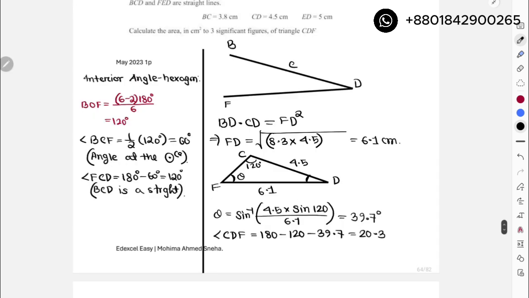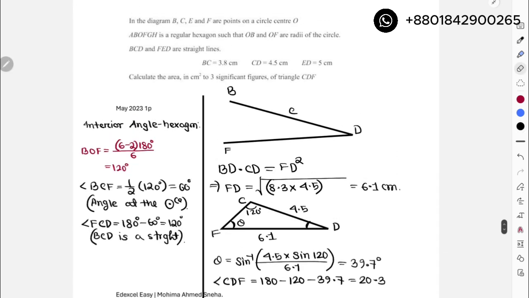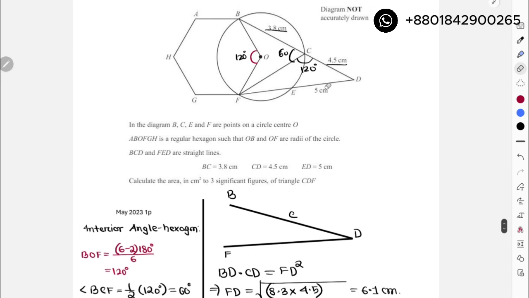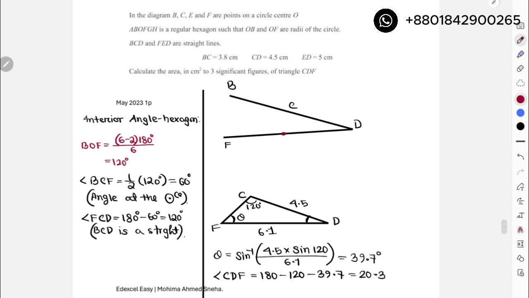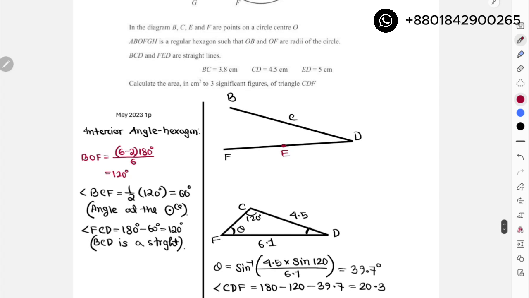Wait one minute, please. Sorry, over here we made a mistake. I was thinking that this is a tangent, but this is not a tangent. These two lines, BCD and FET, are going to create your intersecting chord theorem. For that, the formula is a little bit different. We have another point, which is E there. So you have BD and CD, and after that FD with ED. So the formula is BD times CD equals FD times ED.